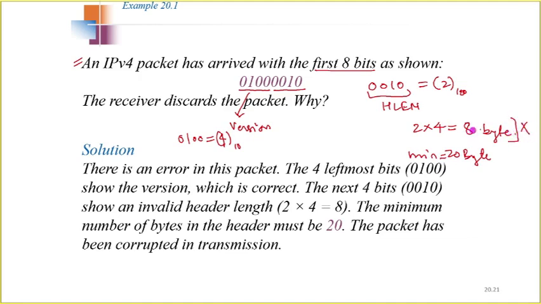If it is not true, that's why the receiver will discard this packet, because it will understand that there is some error in this packet. The minimum number of bytes in the header must be 20. So the packet has been corrupted in the transmission. The receiver will understand that the packet has been corrupted, so it will discard it.